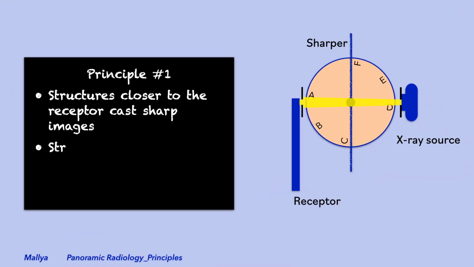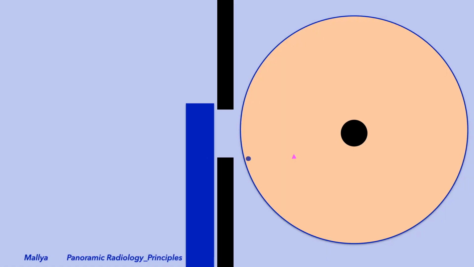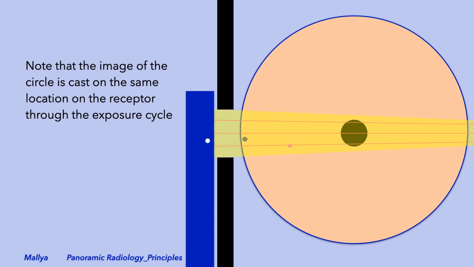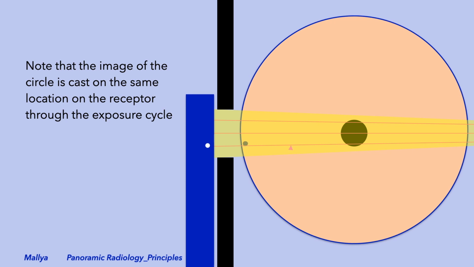So principle number 1 of panoramic imaging: structures closer to the receptor cast sharp images, whereas structures closer to the source cast magnified and blurred images. Now let's take a closer look at image formation as structures move past the beam. In the presented scenario, the receptor moves past the collimator at the same speed as objects located on the outer edge of the disk. Now let's consider an object located on the outer edge of the disk, represented here by the circle. Due to the coordinated movement of the disk and the receptor, the image of the circle is cast on the same location on the receptor through the exposure cycle.